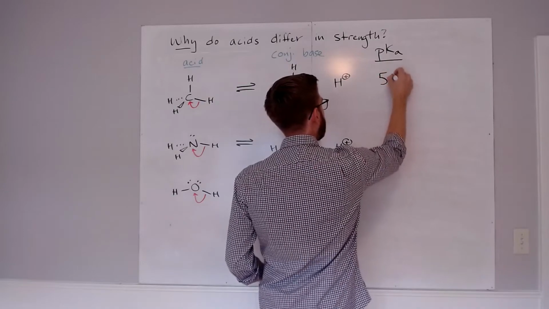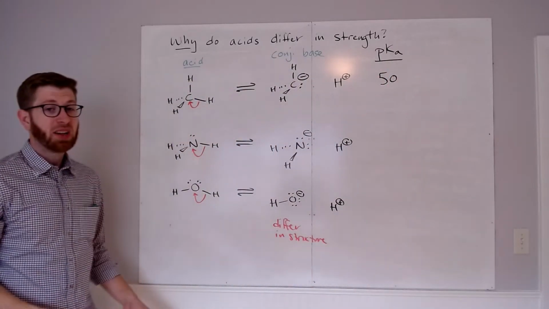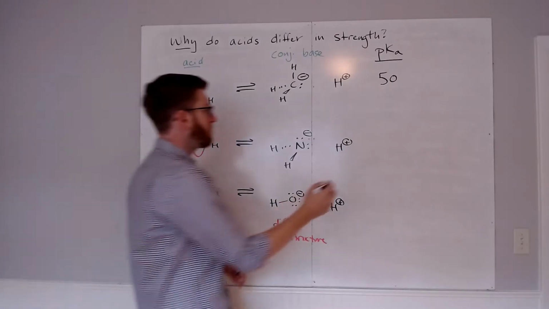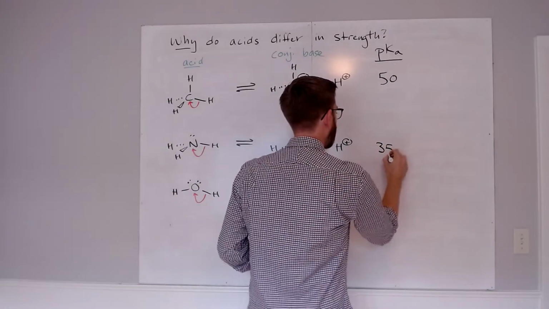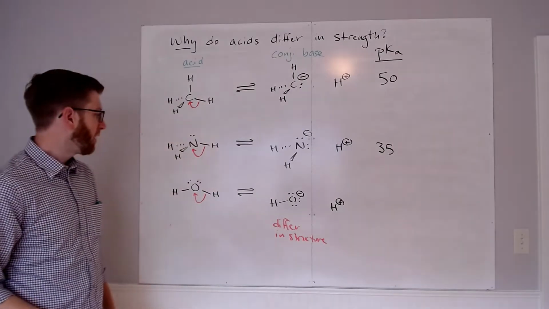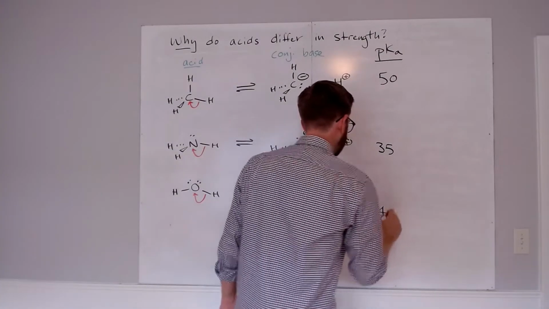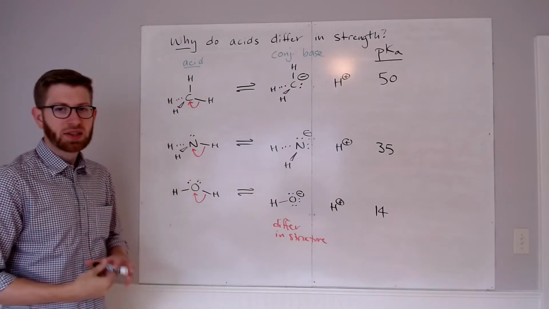So we'll say 50 for methane, plus or minus like 5, right? So this is kind of a crude estimate. Ammonia is going to be about 35, again, plus or minus several, maybe up to about 5. And then water, it turns out, is exactly 14. So that last number is exact.